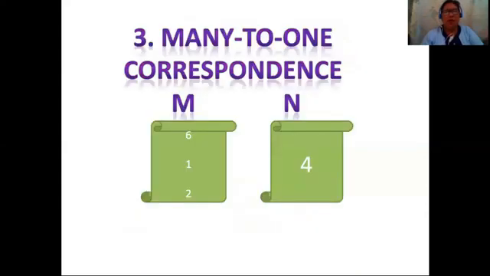And lastly, we have the many-to-one correspondence. Given set M with elements 6, 1, 2. And set N with element 4. 6 corresponds to 4, 1 corresponds to 4, and 2 corresponds to 4. And how do you consider this correspondence? Is it a function or not a function?